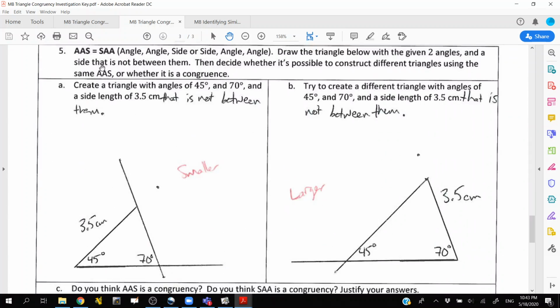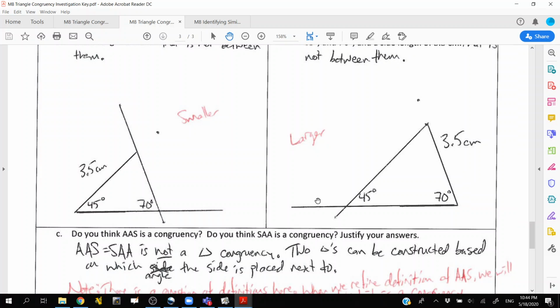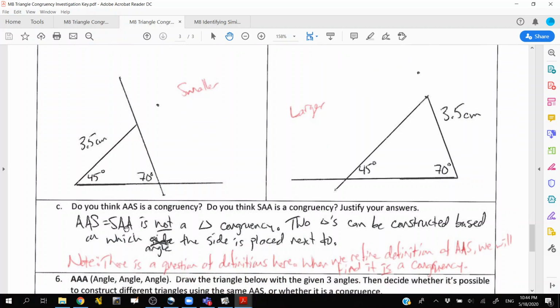So then angle-angle-side, there are 2 possibilities: where the side is outside the 45-degree angle and where the side is outside the 70-degree angle. I get 2 different triangles. So when I look at that, in this case, it is not a triangle congruency, and that's fair. 2 triangles can be constructed based on which side we put the side we were given on, which angle we put it next to. I want to make a side note.